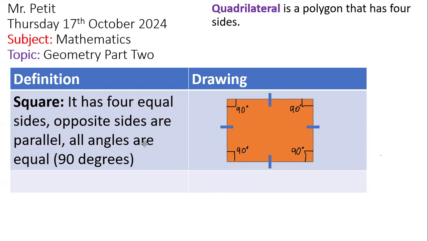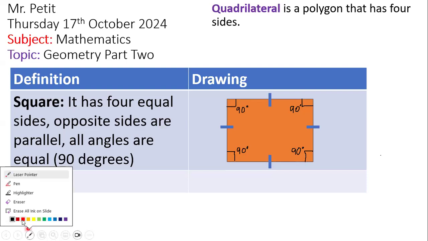Anyone know? Not letters. The specific symbol we use to show that one side is parallel to the other side. So we know that this side is parallel to this side. But who said that? Alea. Very good. Arrows. So we're going to use arrows to show that.